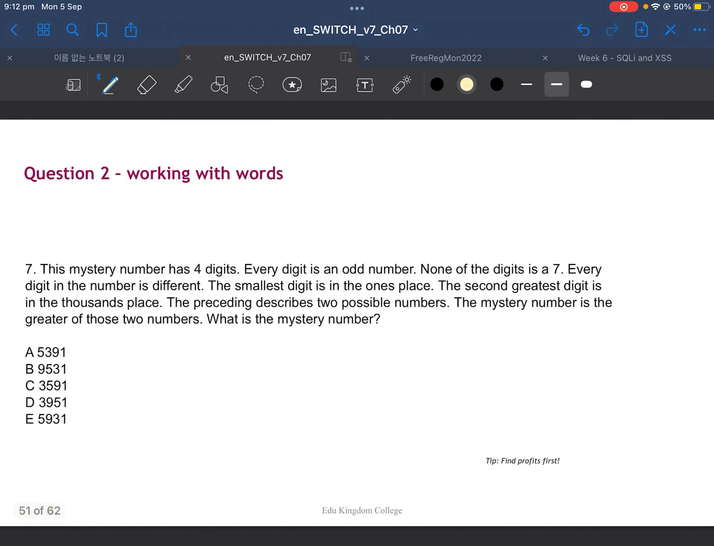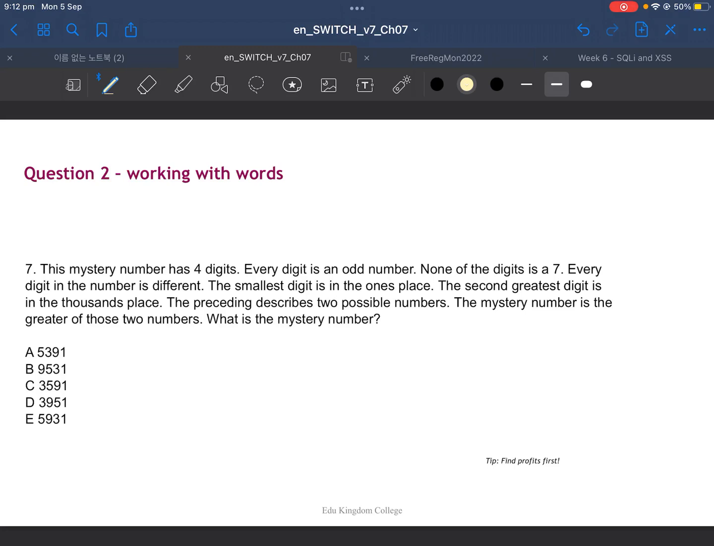All right. Next question. This mystery number has 4 digits. Okay, so we have some number that we don't know. Every digit is an odd number. None of the digits is a 7. Every digit in the number is different.